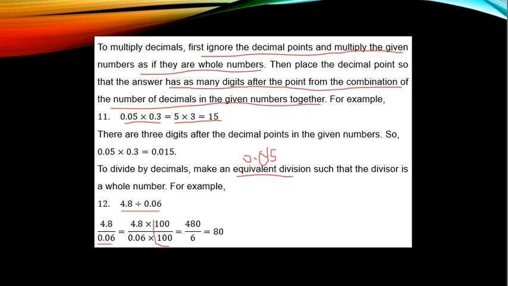So 4.8 times 100 is 480. 0.06 times 100 is 6. So this is easier to divide, and you have 80.